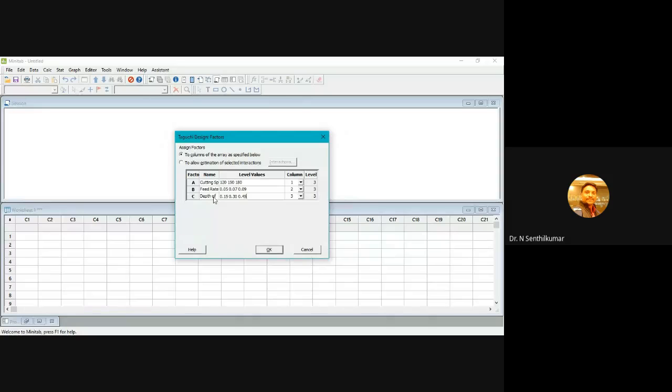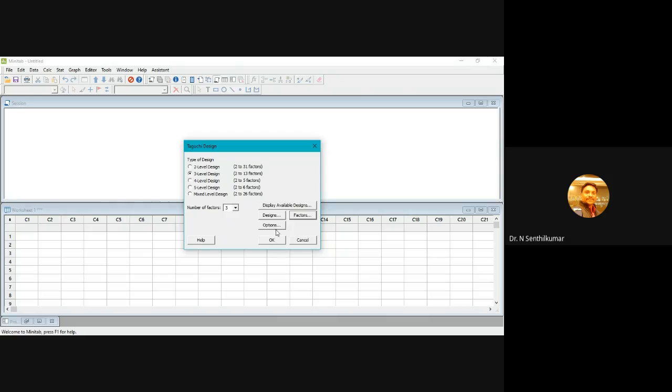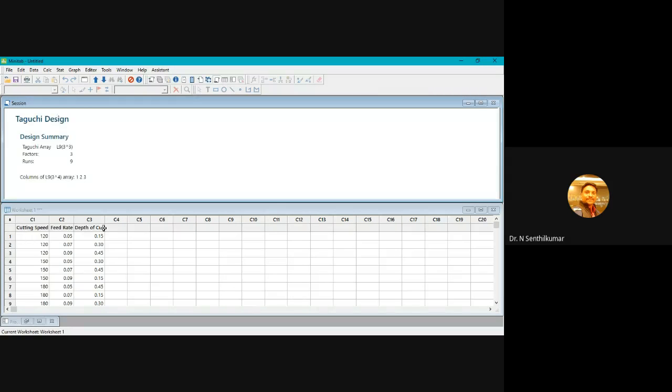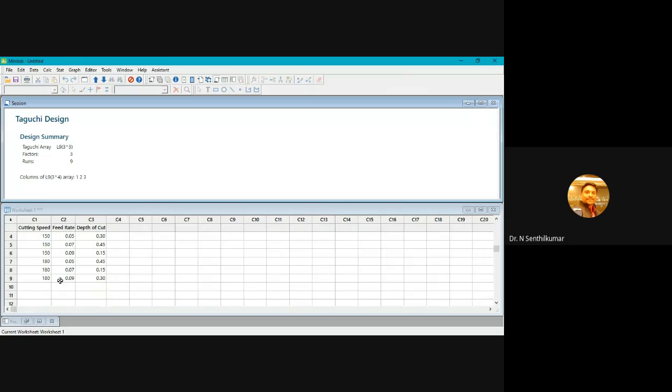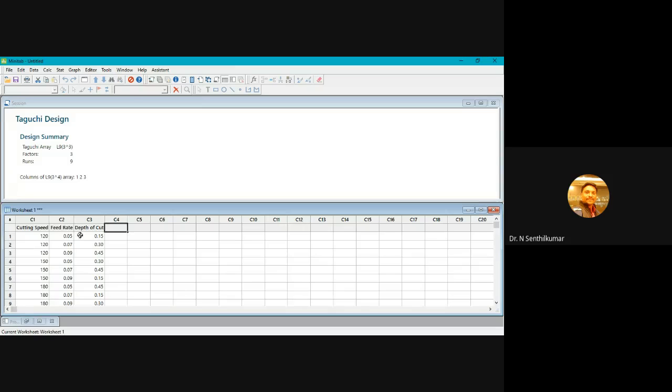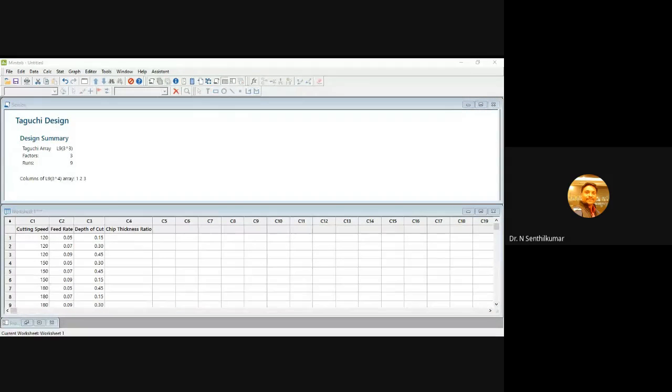Why are we leaving a space? Then only it will take that it is one of the level values. If you give it continuous, it will take all the values as a level value. Then don't bother about this. Just click OK. Options also not needed. Click OK. So your L9 orthogonal array will be formulated. Based on this, I am going to conduct the experiments, and I am going to put my output. My output is chip thickness ratio that I am going to put.